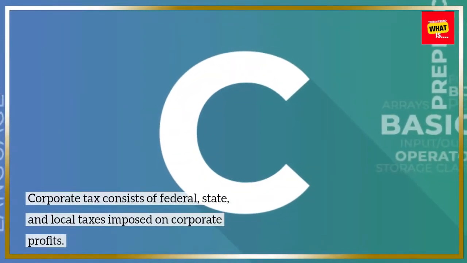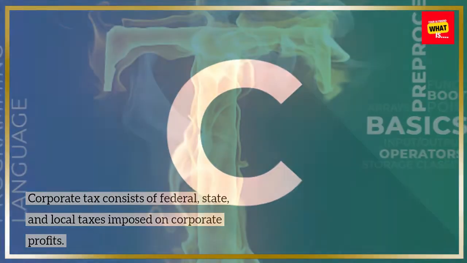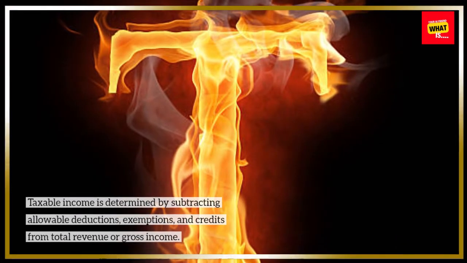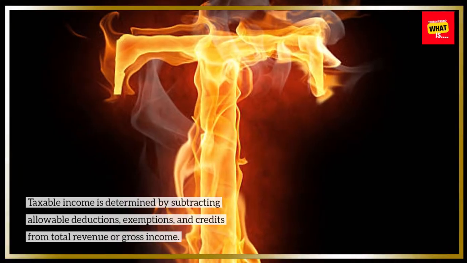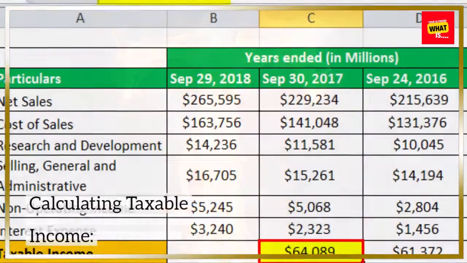Components of corporate tax. Corporate tax consists of federal, state, and local taxes imposed on corporate profits. Taxable income is determined by subtracting allowable deductions, exemptions, and credits from total revenue or gross income.